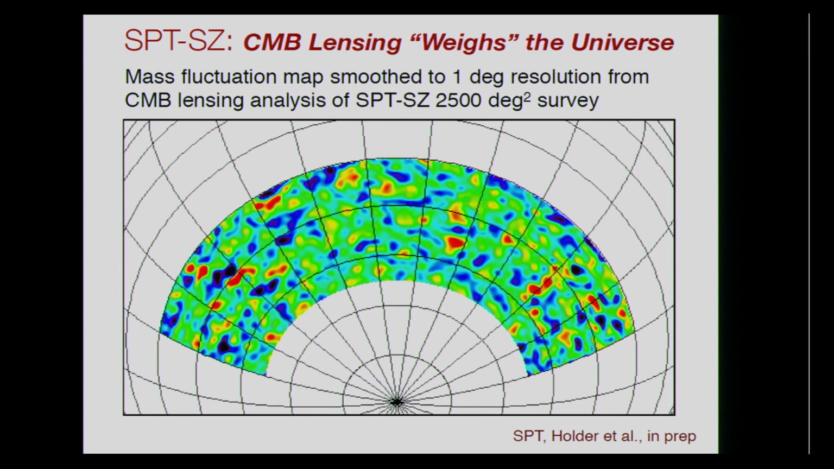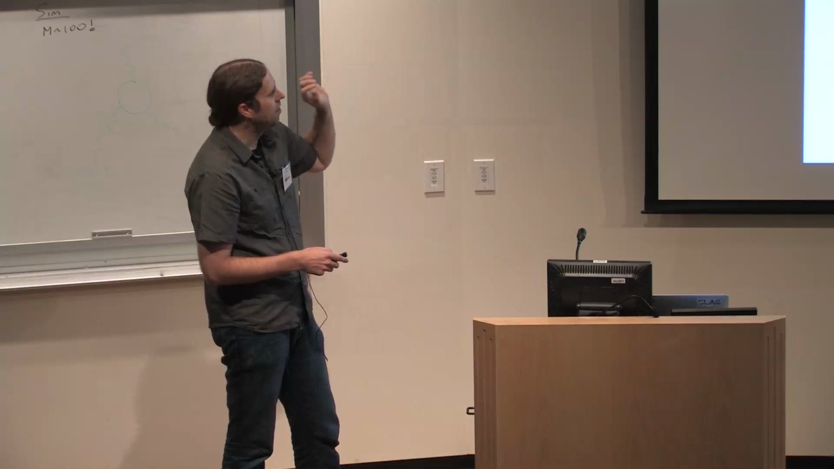And one big future application of this is that it allows you to now make a map of the matter distribution of the universe. This is now showing the SPT-SZ 2500 square degree lensing map, smoothed to a degree angular scale, so that these fluctuations are at the brightest level, signal to noise of a few detections of the matter distribution on those angular scales.